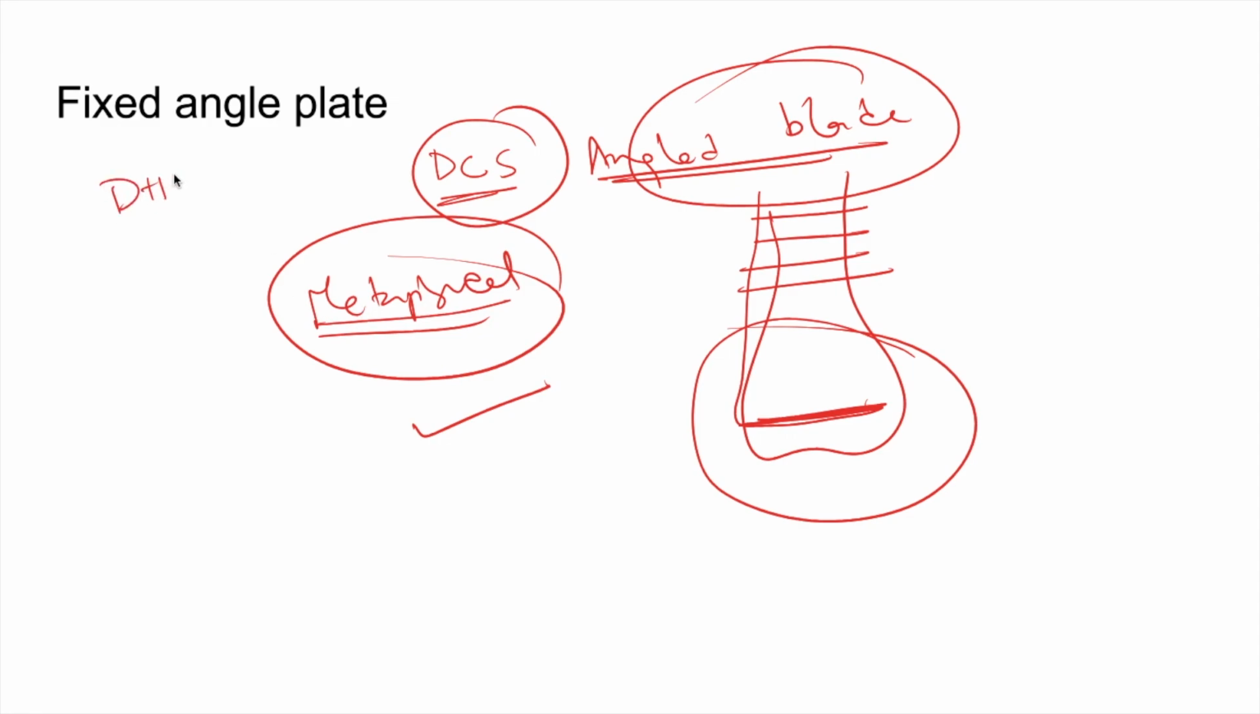The most common fixed angle type of plate which is used now is the dynamic hip screw or the DHS plate, which functions very similar to the fixed angle plate pattern.